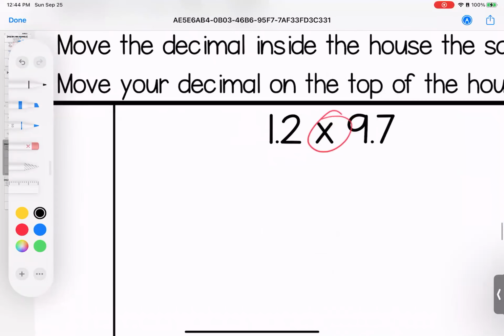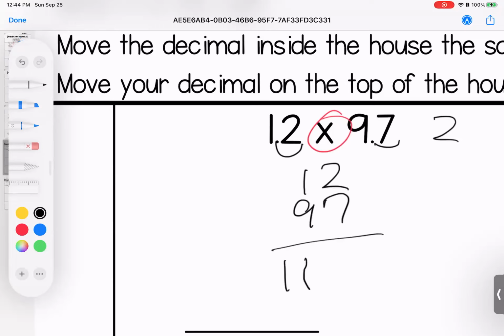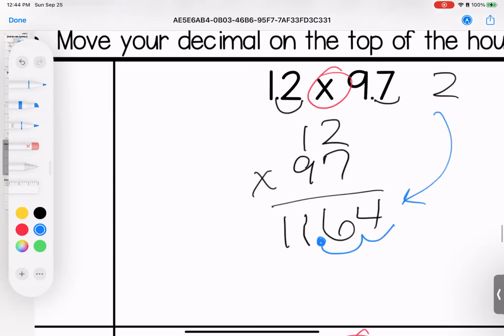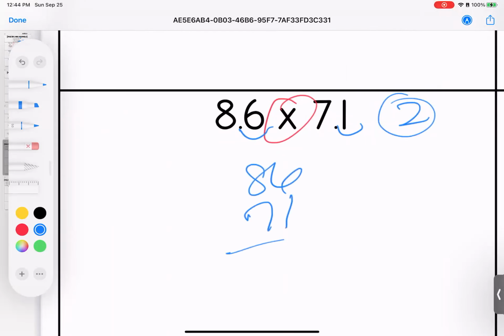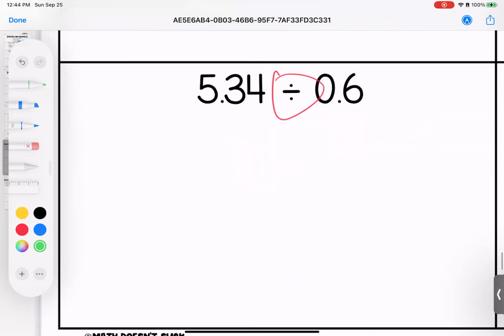Moving our decimal, 1, 2, multiplying 12 and 97, getting 1164, 2 decimal spaces, and we move it from the back, 11 and 64 hundredths. Next multiplication, 1, 2, multiplying 86 and 71, getting 6106, moving my decimal from the back, 61 and 6 hundredths. Last multiplication is down here.